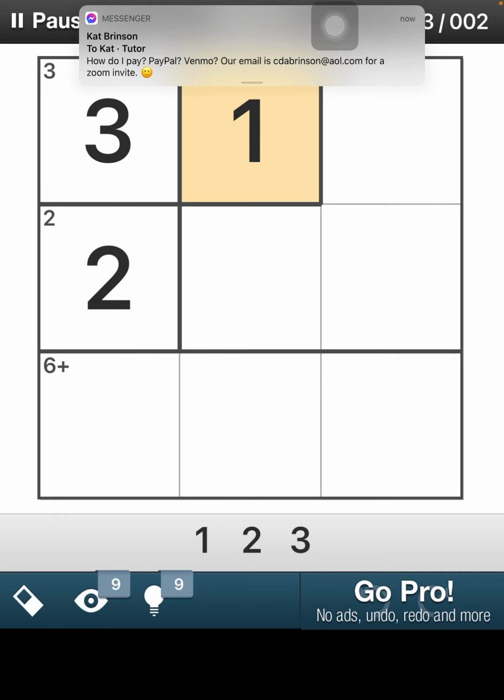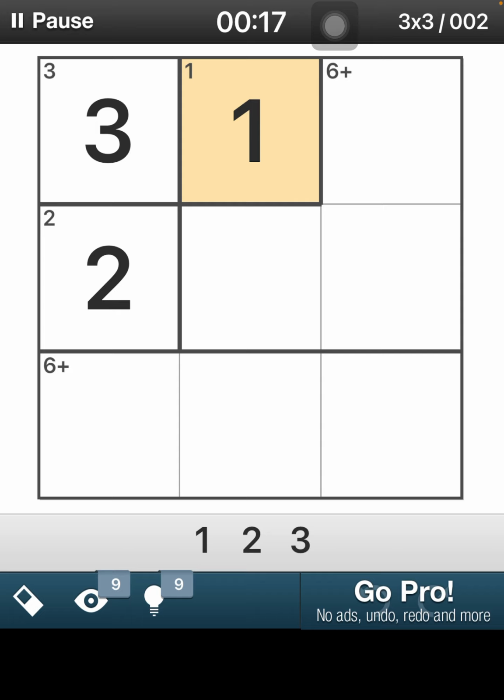So let's look at this column. I know it has to have a 1, 2, and 3 in it. It already has a 3 and a 2, so I know it'll be 1. This row has to have a 1, 2, and 3. It already has 1 and 3, so I know it needs to be 2.